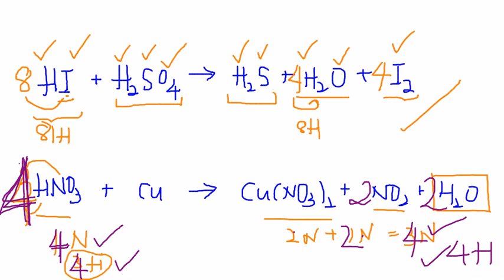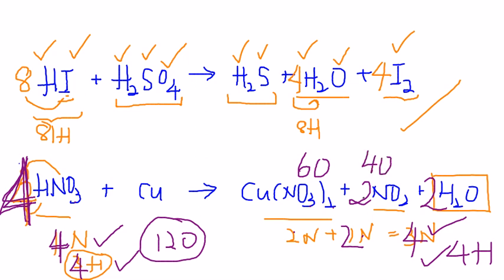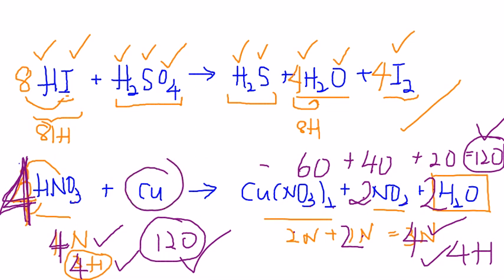Now oxygen atoms, 4 times 3, I have 12 oxygen on my left hand side. And here I have 3 times 2, which is 6 oxygen here. And I have 2 times 2, which is 4 oxygen here. And 2 times 1, which is 2 oxygen here. So total, I also have 12 oxygen on my right hand side. So oxygen is balanced as well. Good. And last but not least, let's take a look at copper. I have 1 on my left and 1 on my right. It is balanced. Hence, overall, this is the balanced chemical equation.